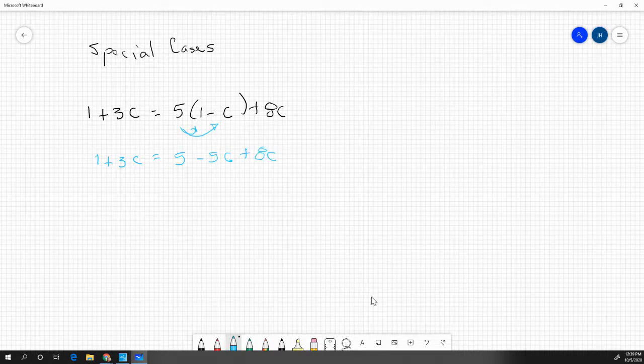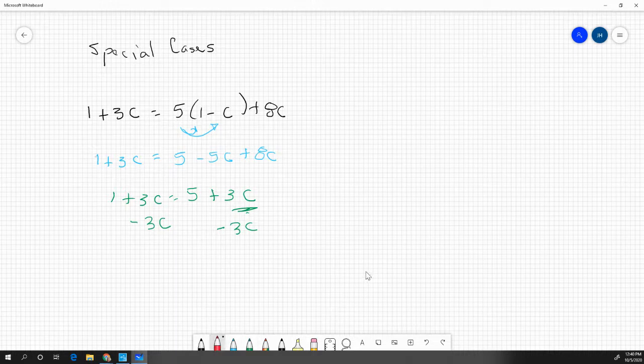Our next step was to simplify both sides, and I have these c's on this side that I can combine. So again, 1 plus 3c equals 5. I have minus 5c plus 8c. Well, that's plus 3c. So I've done that. Now, the last thing I want to do is have all of the variables on one side. I have 3c over here, and I have 3c over here. I'm going to move this one right here to the left, right? So I'm going to subtract 3c from both sides.